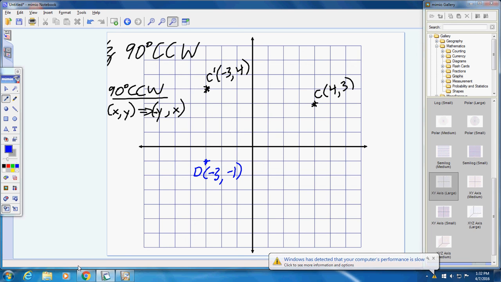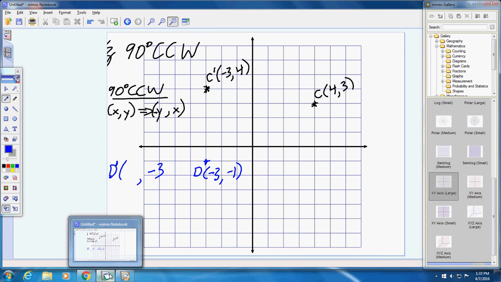Where my new y, D prime, my x value is going to become my y value, so -3, right? The y value is going to become my x value, but what am I going to do with it? Multiply it by a negative. So the y value in this one is -1 times by a negative becomes a +1. So there's my D prime point. So if I go over to 1 and down 3, there is D prime.